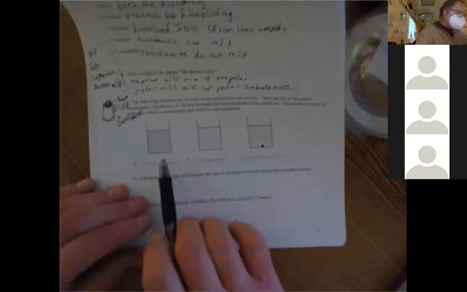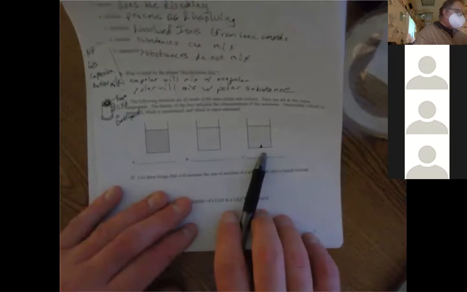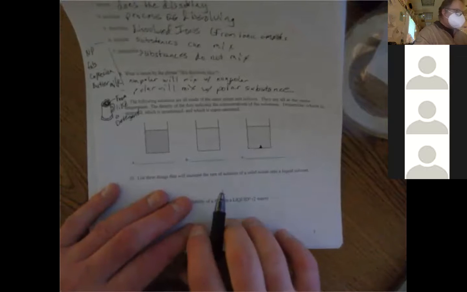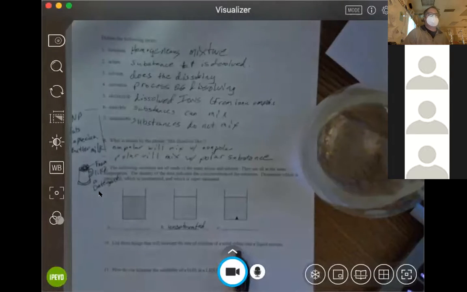Let's take a look at these solutions down here. The dots indicate the solute and the concentrations. What is the least concentrated of all these? B. B would be what we call unsaturated. Here's an unsaturated solution. This is salt and water mixed together. I just took a very small amount of salt and dropped it into some water. That is unsaturated.